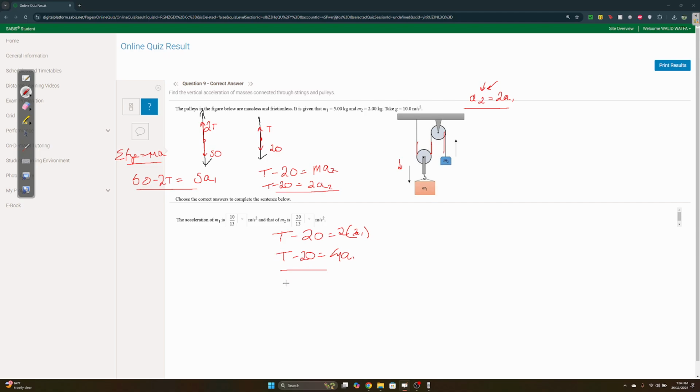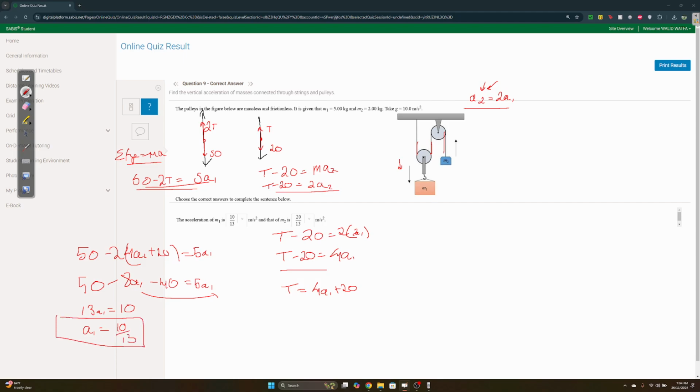Let's find an expression for T. T is going to be equal to 4a1 plus 20. You take it over here. You can say 50 minus 2 times T, so 4a1 plus 20 is equal to 5a1. Now 50 minus 2 times 4 is minus 8a1, minus 2 times 20 is minus 40, equals 5a1. Take the 8a1 over here, and you're going to get 13a1 is equal to 10. So a1 is equal to 10 over 13. We don't need calculators. We said a2 is 2a1, so a2 is equal to 2 times 10 over 13, which is 20 over 13. We solved it without any calculator. All of it in your head is the best way to solve it in my opinion. But of course, if you have a calculator, use it.